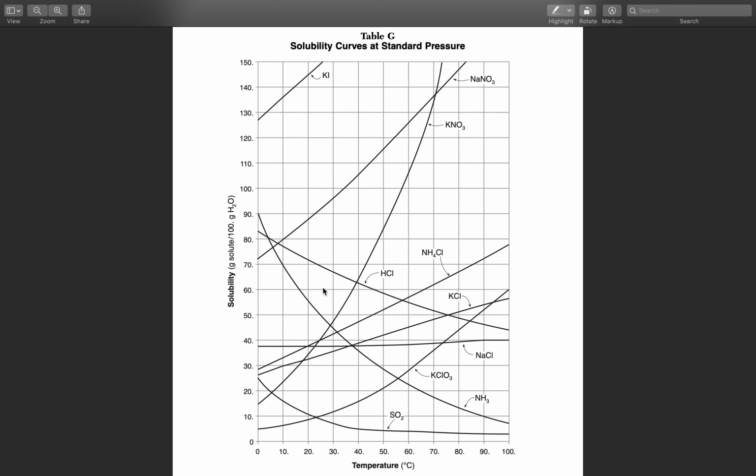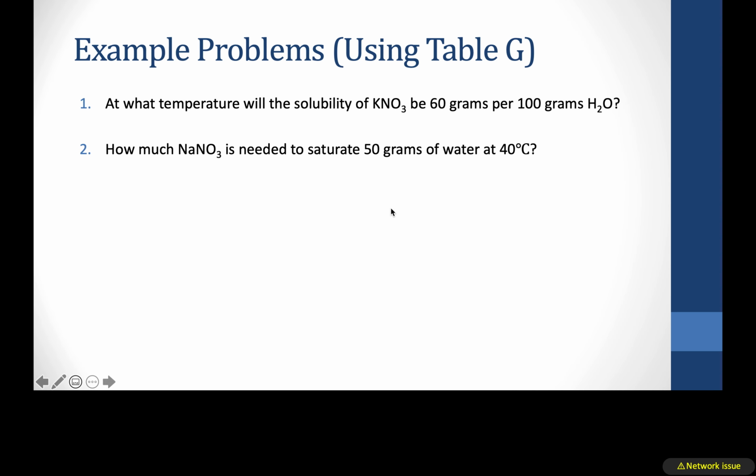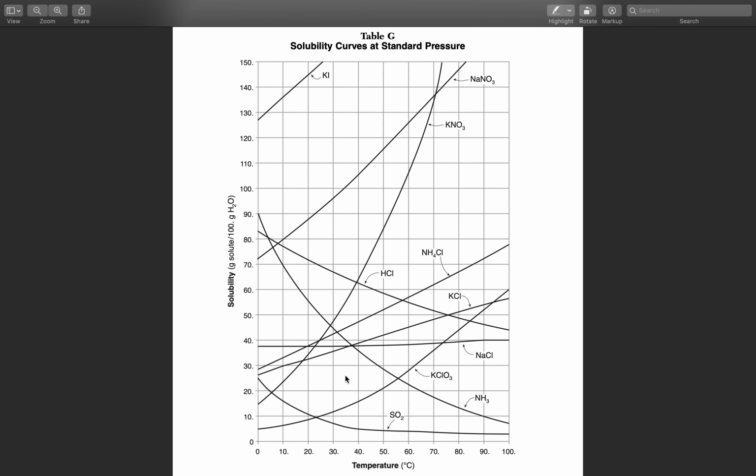So I go and I hit the curve. That's KNO3. And it's asking me for temperature, so I'm going to drop it down. So I'd say like 37, 38 degrees Celsius. So at like 37, 38 degrees Celsius, the solubility of KNO3 would be 60 grams per 100 grams of water. Okay, again, really quick: KNO3, 60 grams per 100 grams of water. I go to the line. What temperature is that? 38, about.